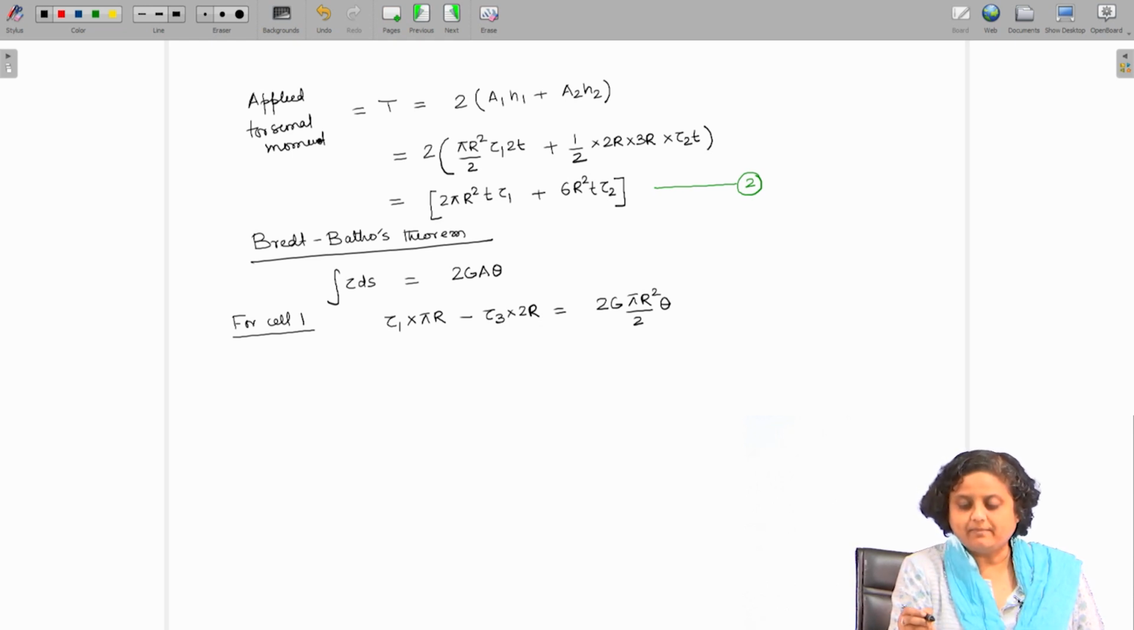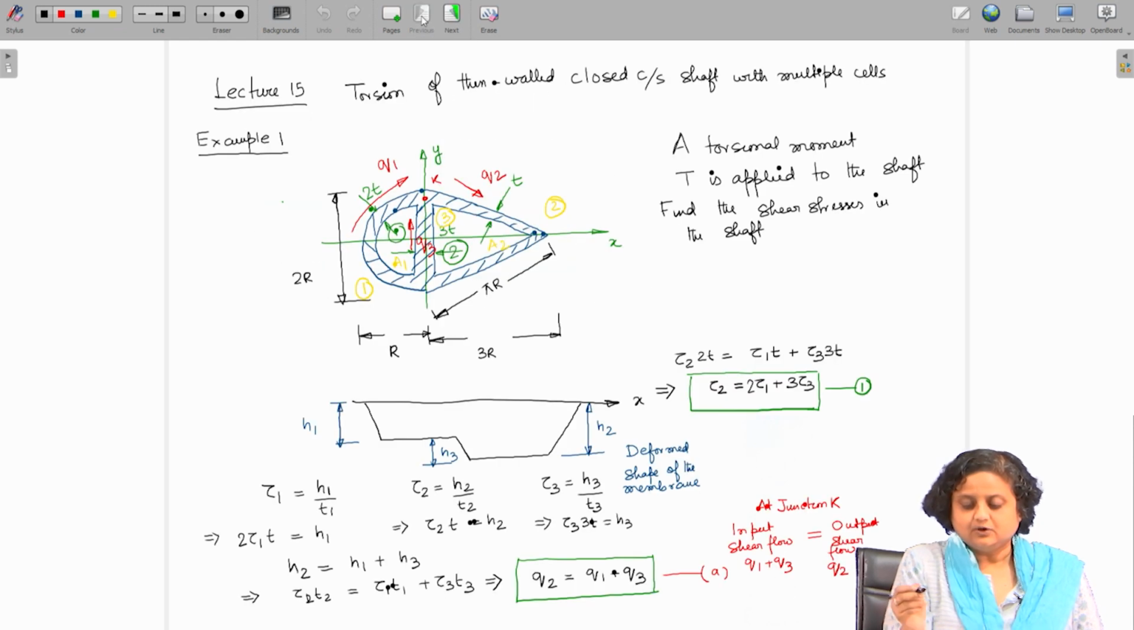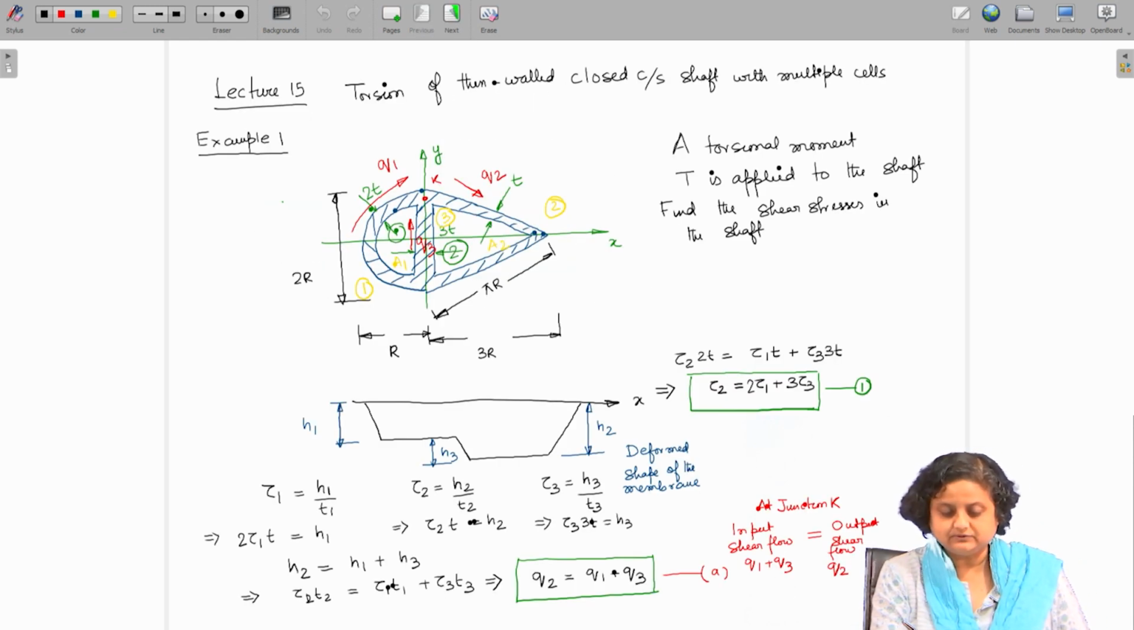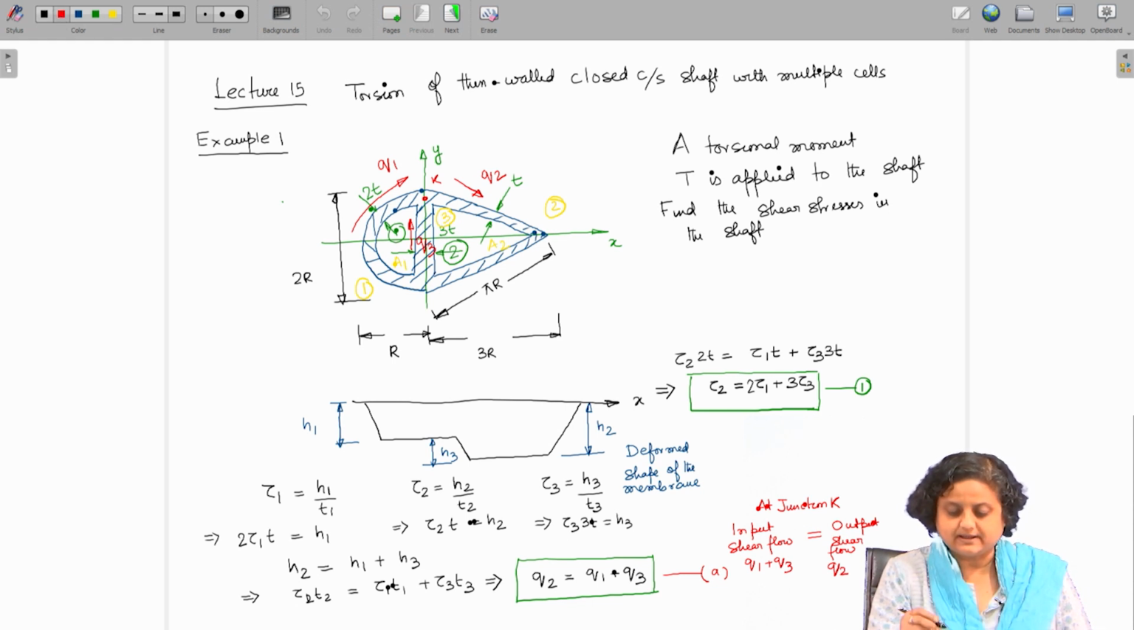So, let us go back and see how we have done that. What we have done for this particular cell is that we are moving around this cell. So, Q1 or tau 1.